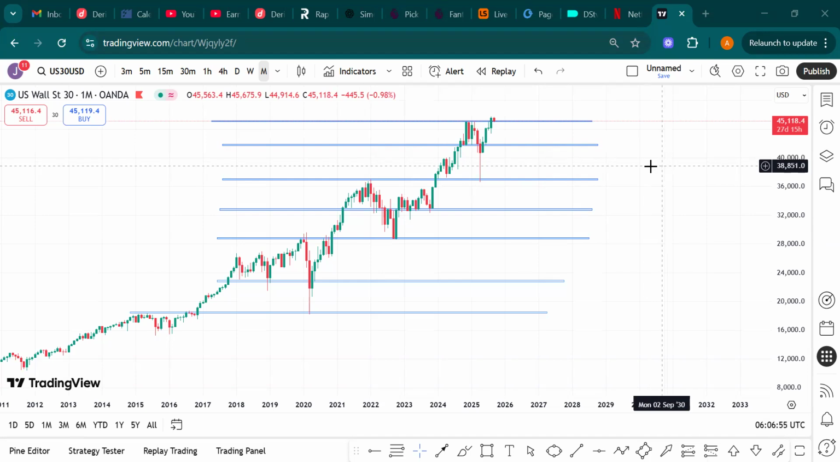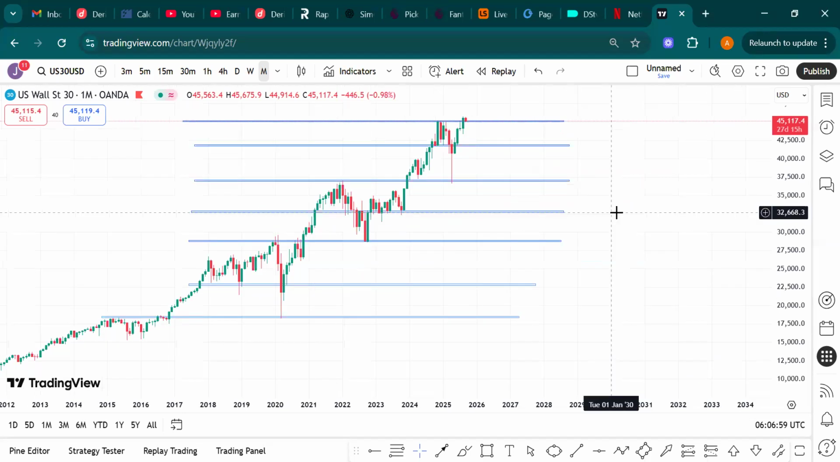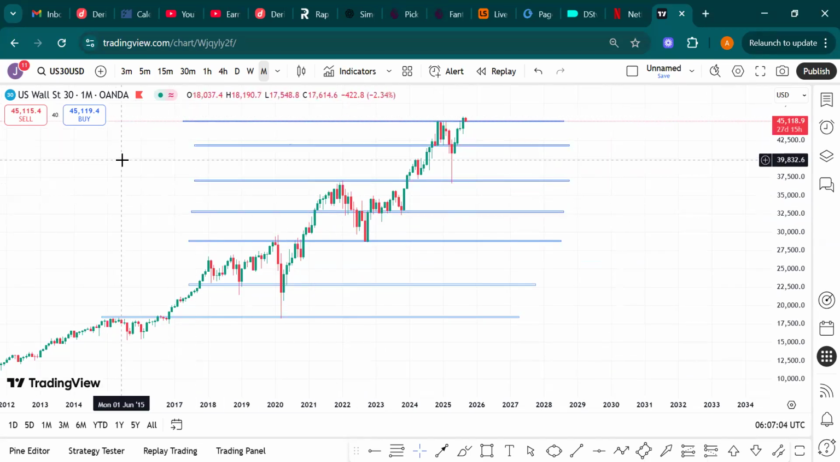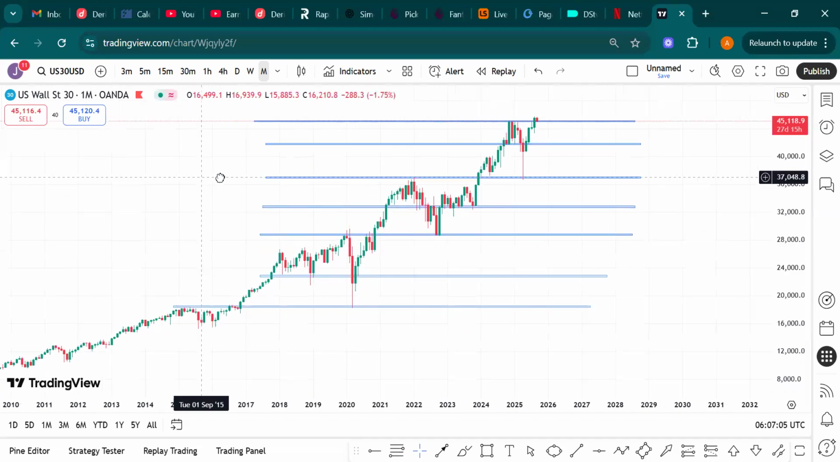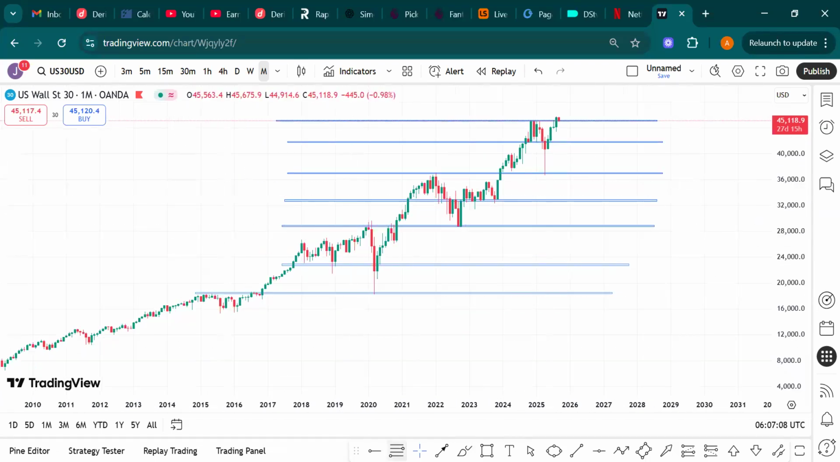And today we're going to be looking at the US 30. So without wasting much time, let's get to it. Currently on my chart, I'm on the monthly time frame, and from what we can see, it's very easy to spot that this particular index has been going up for quite some time now.